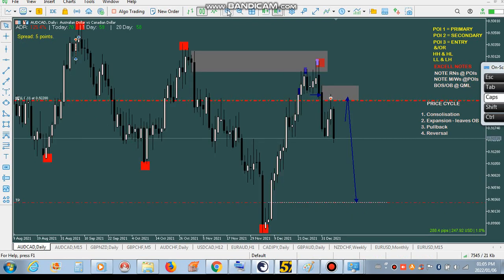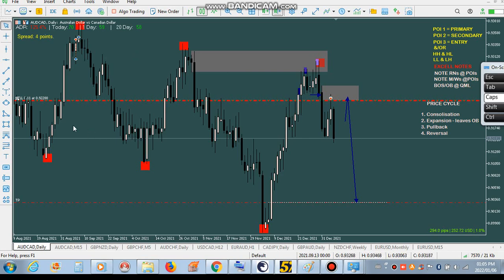But the first thing before we talk of selling is we have to identify an area where we are going to make that sale, or where we are going to take that sale from. So in this case, I actually have a running trade which is about 75-80 pips in profit. So what did I do in this case? We've got a series of lower lows, we've got a series of lower highs.